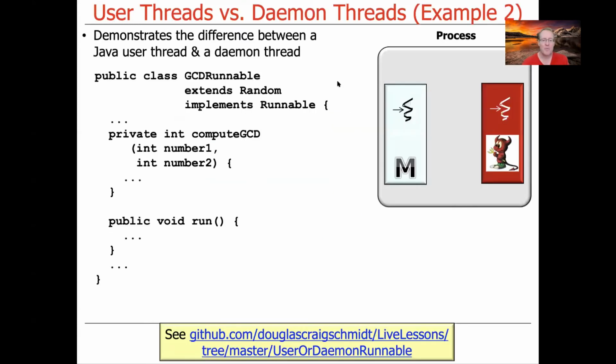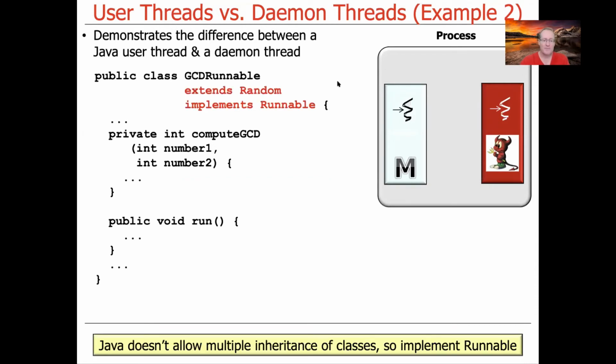This is example 2. This particular example is going to have the same computations that we did before with a user thread and/or a daemon thread. But in this case, we're going to demonstrate how we're going to have a class called GCDRunnable that implements the Runnable interface instead of extending the Thread class. And I'll talk about why we need to do that, and you'll see how it works.